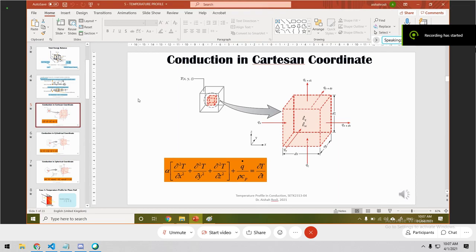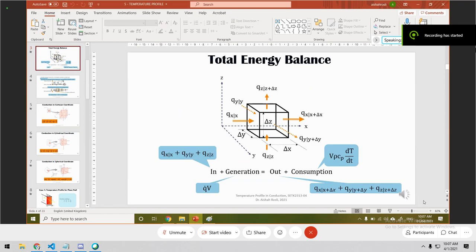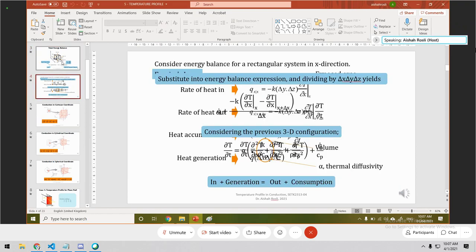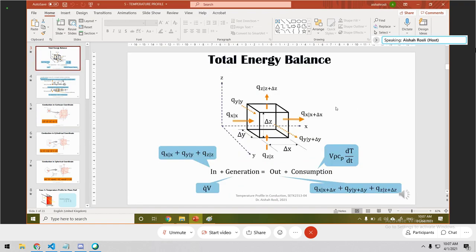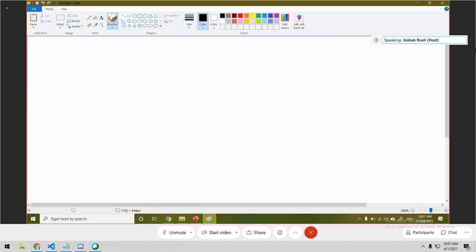First one, of course, the conduction in Cartesian coordinates. I believe I have shown you basically how to do the energy balance for the Cartesian coordinate, but let's try and talk about it regardless. So first, the thing that we need to know is, of course, Fourier's law.